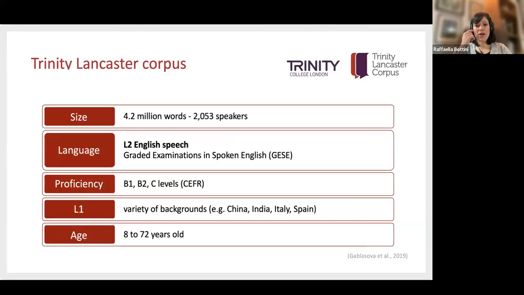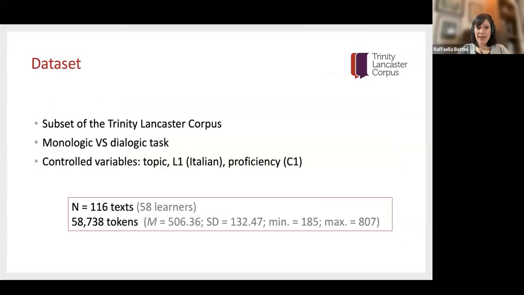And to address this question, I've already said that I've used the Trinity-Lancaster corpus, and here you have a summary of the features of this corpus. You can see that it includes 3 proficiency levels and different L1 groups. But for this study, I extracted a subset of the corpus. I extracted the learners' production across only 2 tasks. The corpus includes 4 tasks, but I only extracted the language produced across 2 tasks, 1 monologic and 1 dialogic.